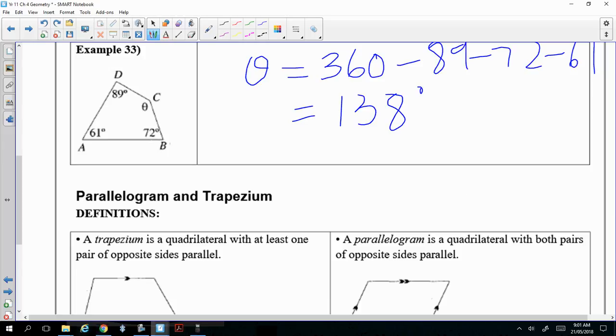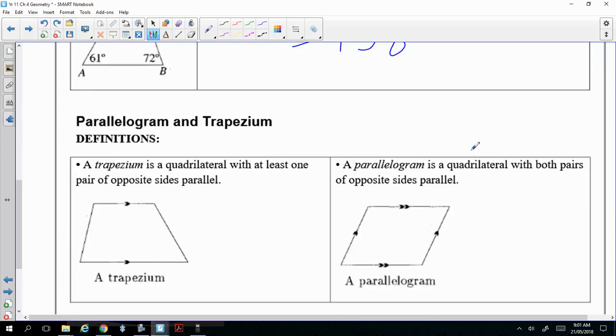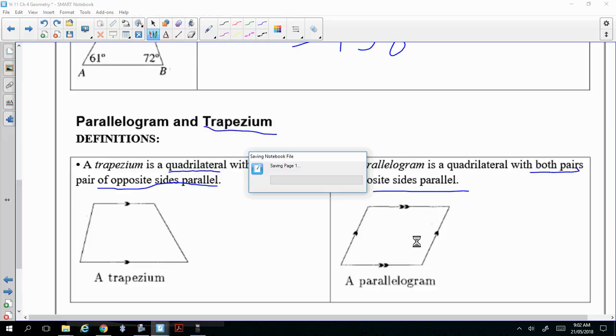Next we're going to look at the definitions of a parallelogram and a trapezium. A trapezium is a quadrilateral with at least one pair of opposite sides parallel. So that's a trapezium, with two sides parallel to each other. Whereas a parallelogram has exactly two pairs of sides parallel: one pair, and the second pair. Good, so those are the differences between them.